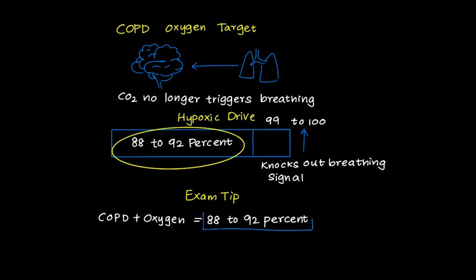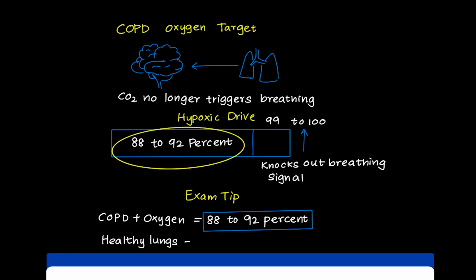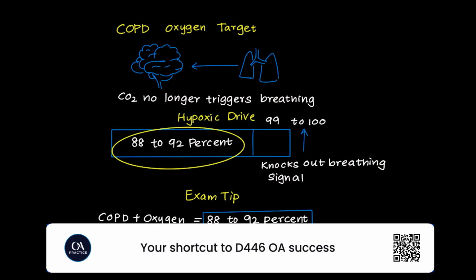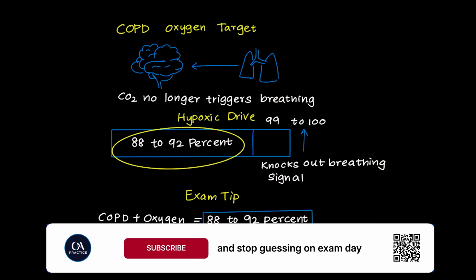Here's a WGU D446 OA exam tip for you. When a question mentions COPD and oxygen together, go straight to 88 to 92%. Recall hook: COPD sits in the 80s to low 90s, not the high 90s like everyone else.